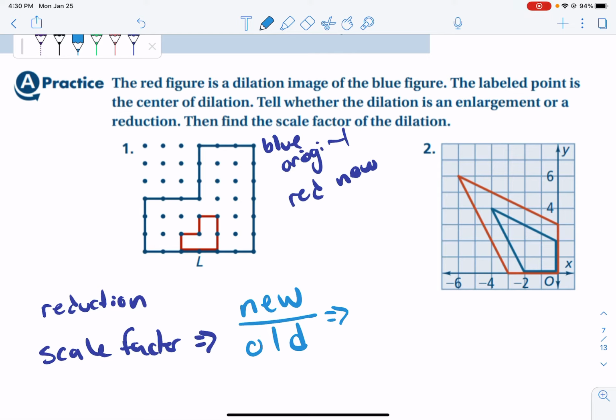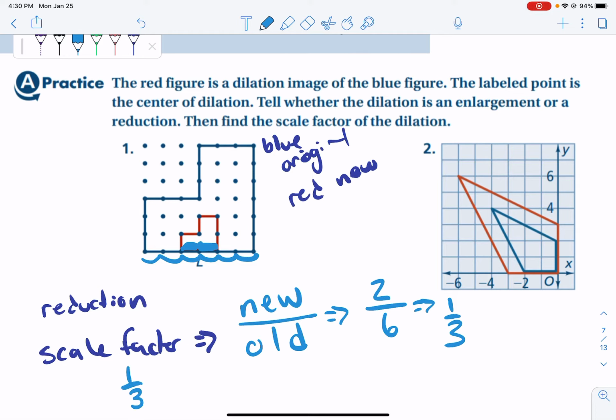So my new shape, this red one right here, let's measure the bottom. So from this to this, that's length 2. My old shape, 1, 2, 3, 4, 5, 6. 2 over 6 simplifies to 1/3. So my scale factor is 1/3.